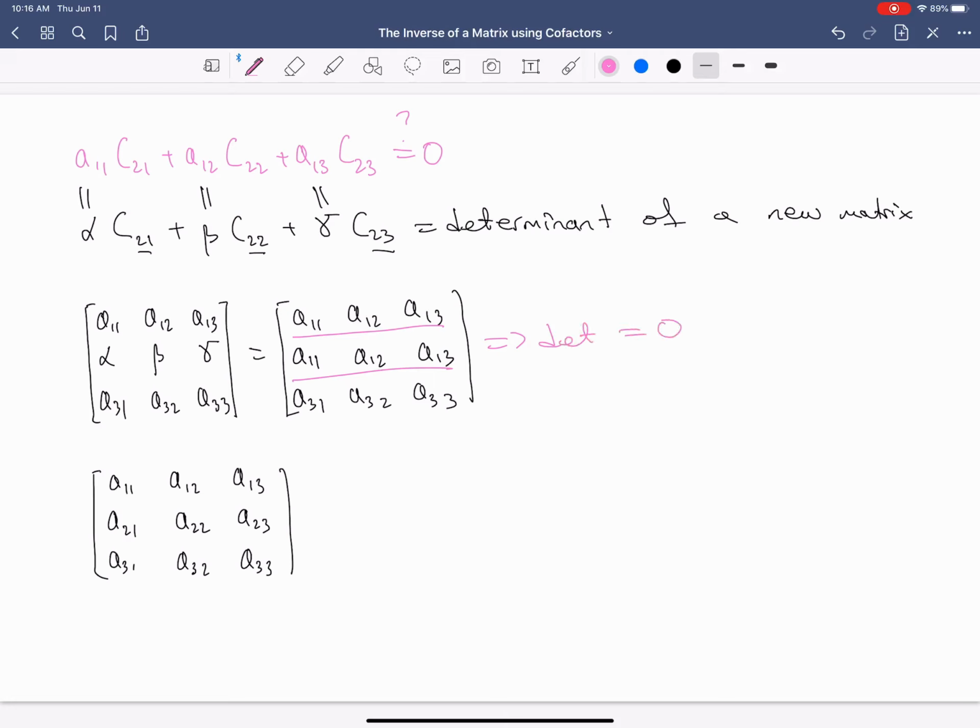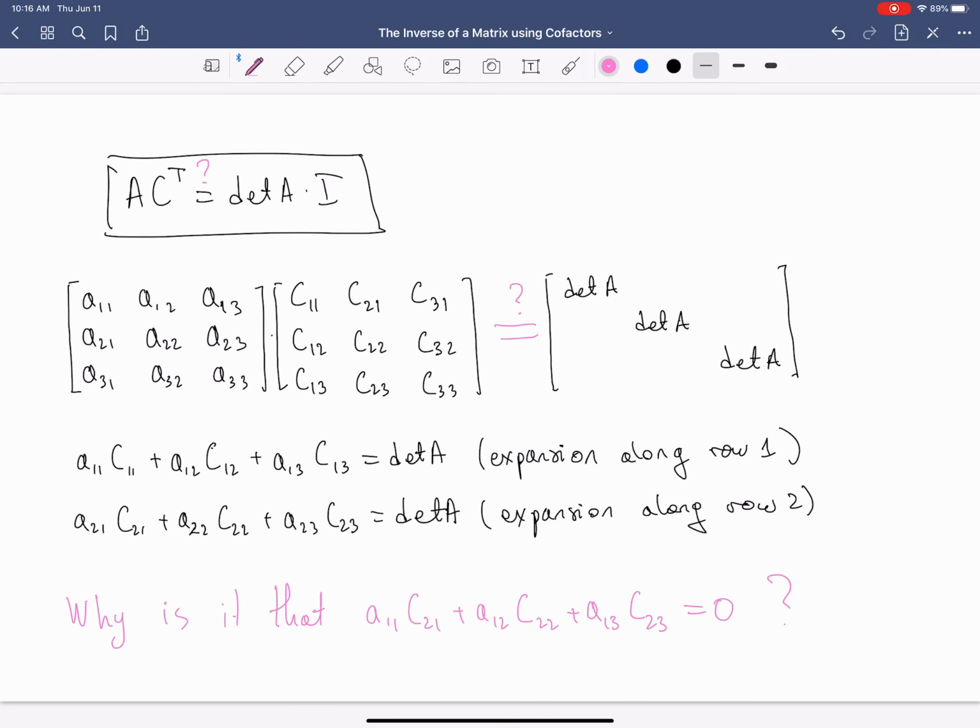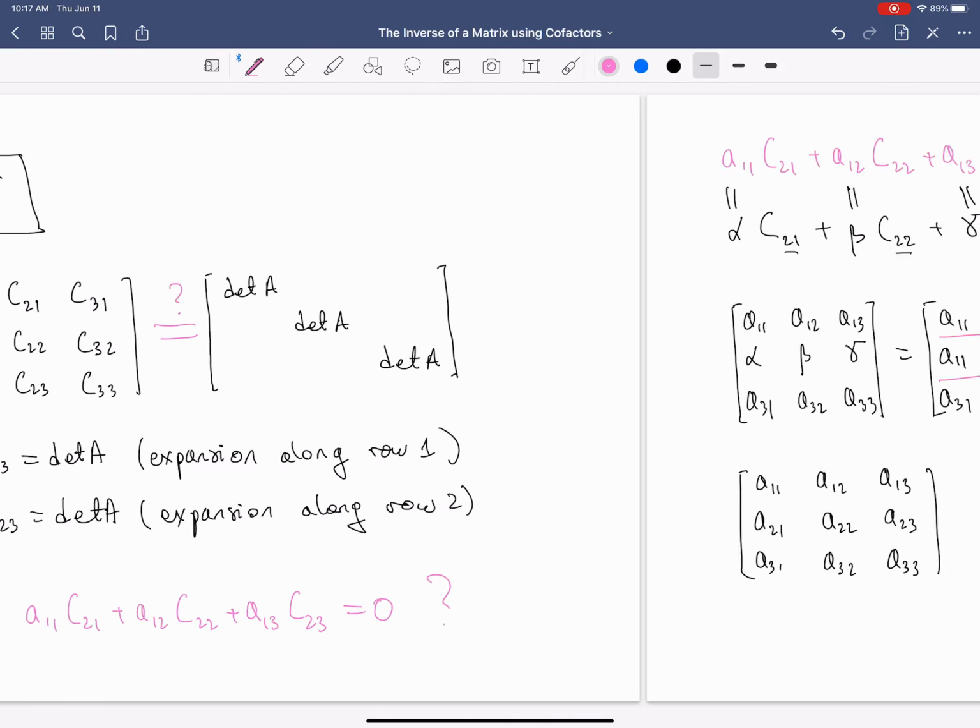And that's exactly what happens anytime you take a row that doesn't match the cofactors with the indices. You will always get 0 because it will correspond to two rows being equal or two columns being equal. And that's how we prove the formula for the determinant, for the inverse of a matrix.